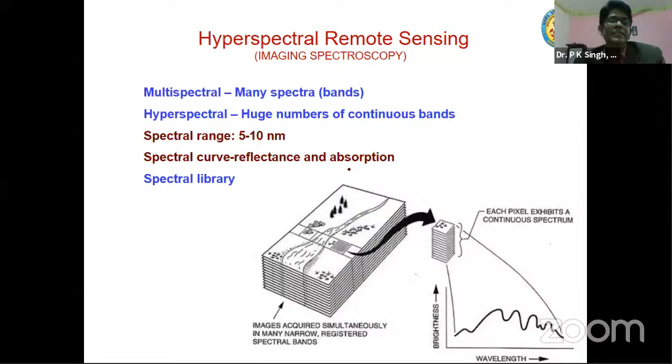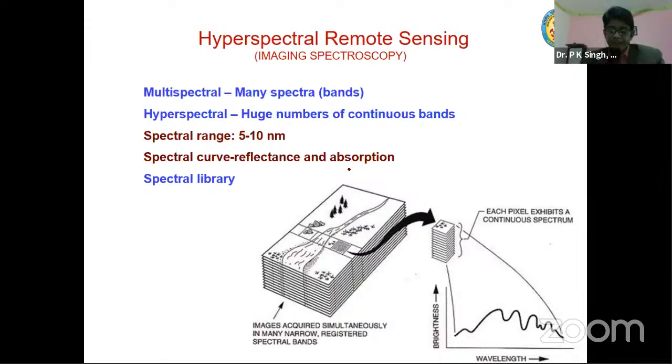Suppose you are using it for forestry. If you are interested to map different species, if you are going to map at species level, then you will have to use hyperspectral remote sensing data. But still a lot of work is to be done in this field.